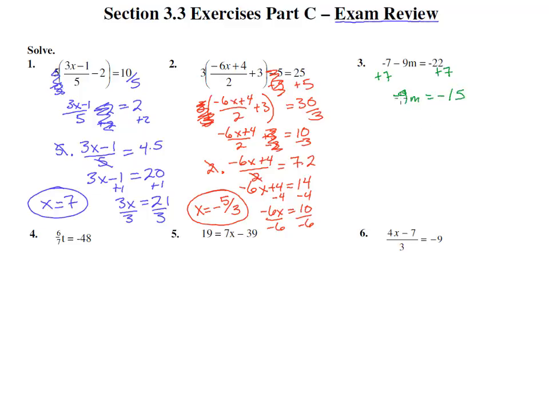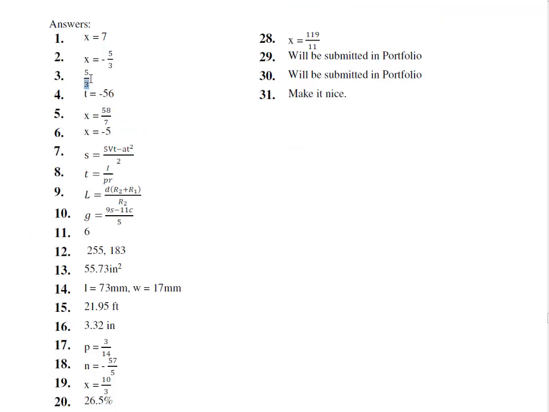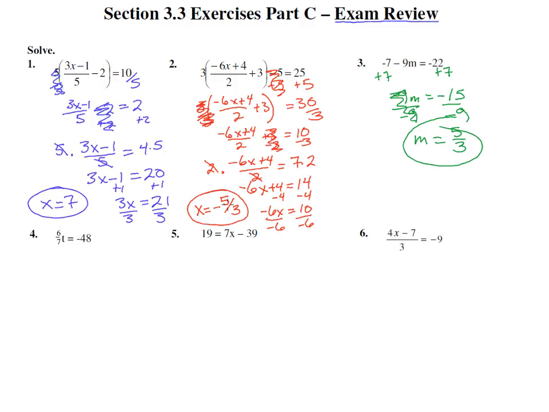Now we divide off this multiplication by negative 9, so divide by negative 9, and those are gone. m equals, let me see, negative over negative is a positive. Can we reduce this fraction 15 over 9? Yeah, if we divide top and bottom by 3, we get 5/3. Let's double check that answer. 5/3 indeed is correct. Number 4.